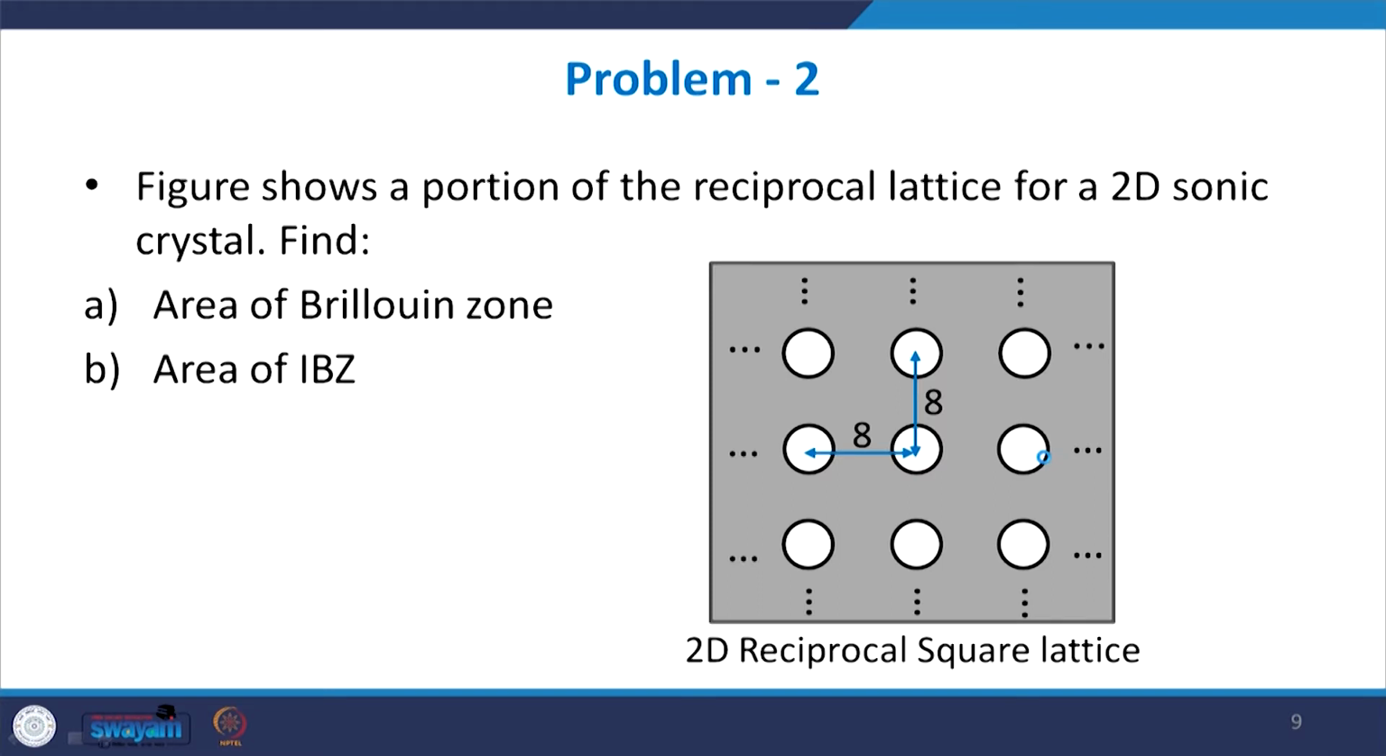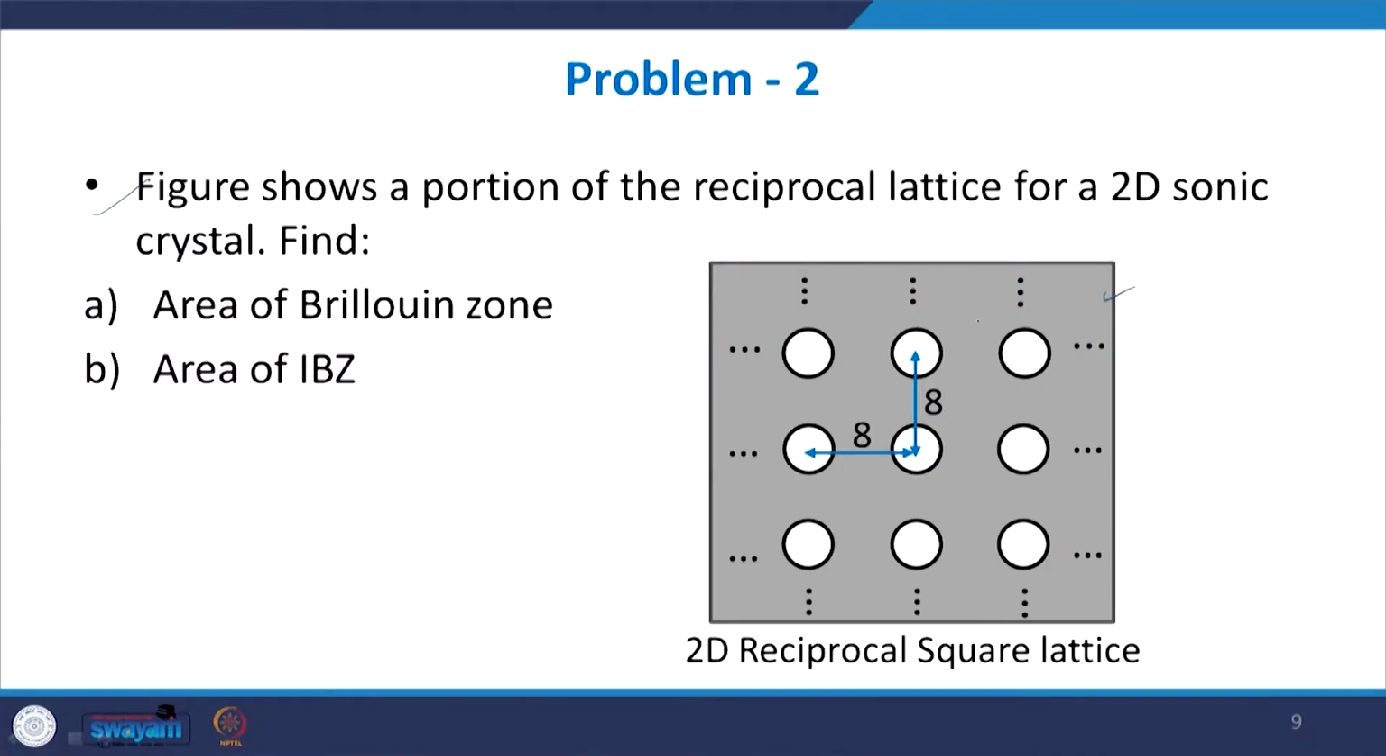Now let's talk of another question here. The question that is given to us is, this figure shows a portion of a reciprocal lattice. Previously we had a direct lattice, which was simply the top view of that arrangement of the sonic crystal. Now we have a reciprocal lattice, and only a small portion is given here and the same pattern continues in all the directions. So it is a large square lattice. I have to find the area of the Brillouin zone and the area of the IBZ. This is also a very easy and straightforward question. If you know the concept of Brillouin zone and IBZ, you can find out.